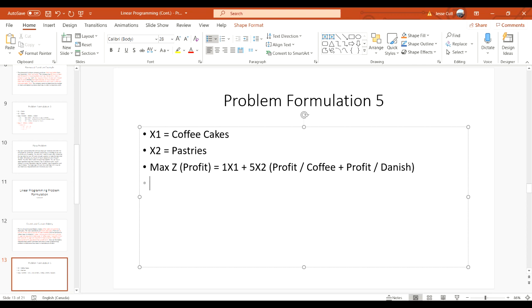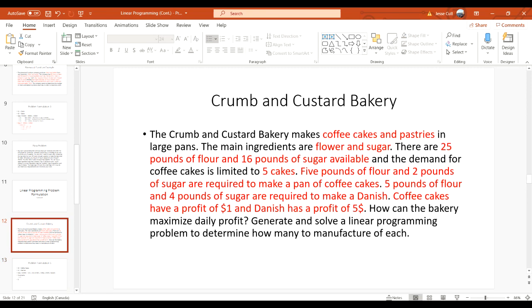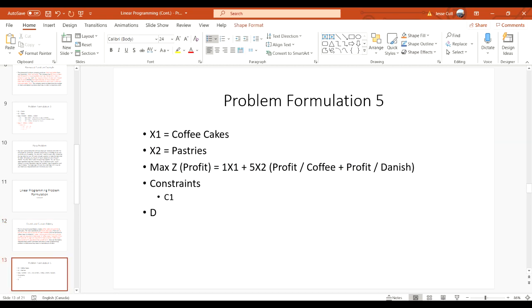Next up, as before, we want to list our constraints. And our first one, C1, let's go back here. We see that there are 25 pounds of flour and 16 pounds of sugar. That's almost guaranteed to be two separate constraints. So let's do the first one, 25 pounds of flour. And the 25 pounds represents the maximum flour available.